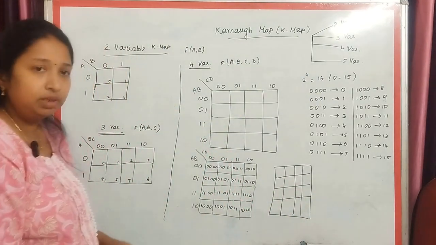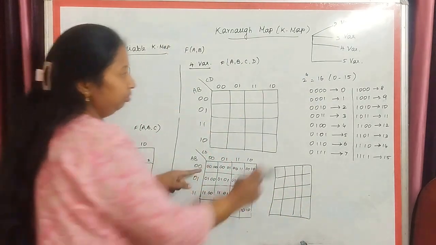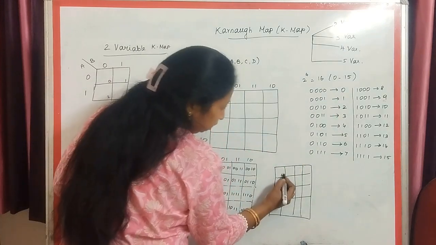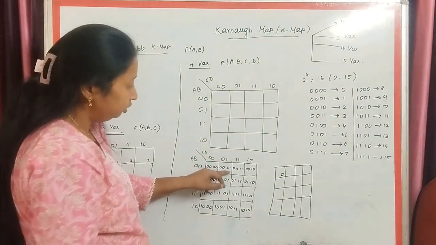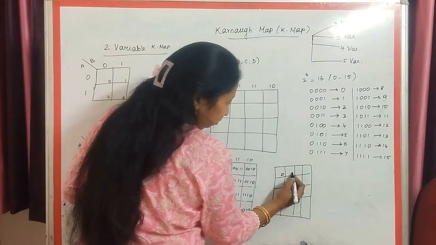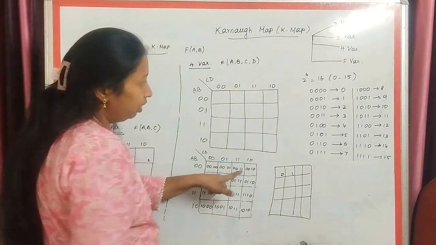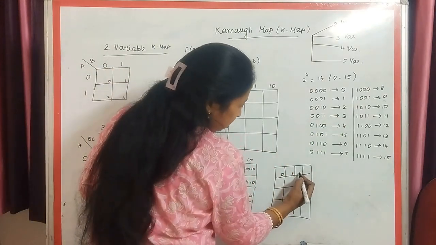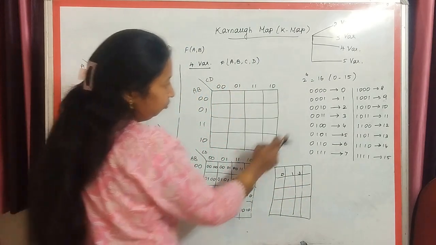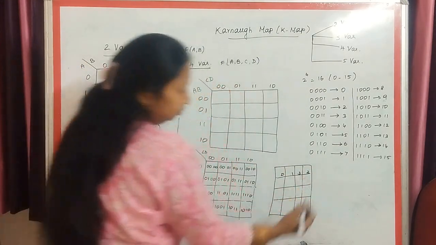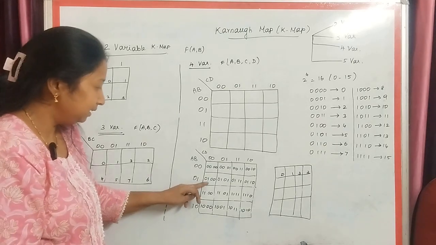Give me the decimal numbers. 0, 0, 0, 0 corresponds to 0. 0, 0, 0, 1 corresponds to 1. 0, 0, 1, 1 corresponds to 3. 0, 0, 1, 0 corresponds to 2. Understood?